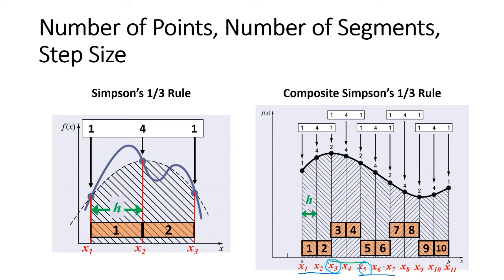So if you try to sketch the number of segments and then, based on the number of segments, identify the number of points, it would be much easier and very unlikely to make a mistake. So this is the explanation that I would like to discuss about number of points, number of segments, and step size. You can apply the same concept to Simpson's 3-8 rule as well, and also composite Simpson's 3-8 rule.